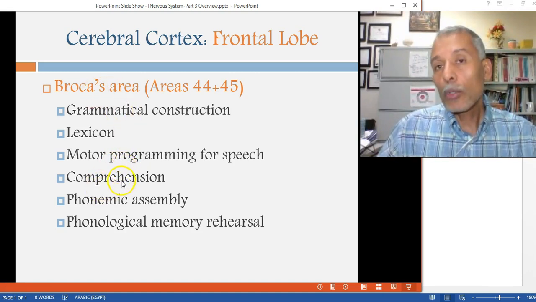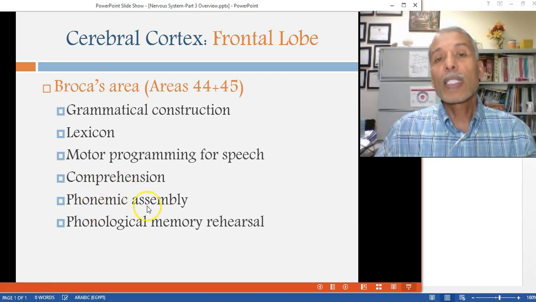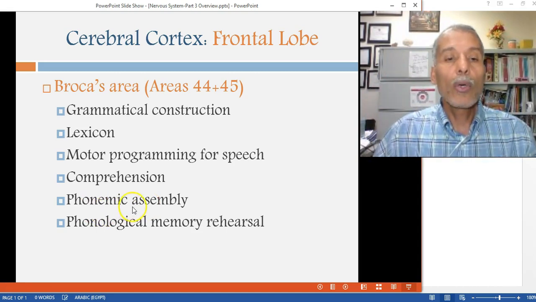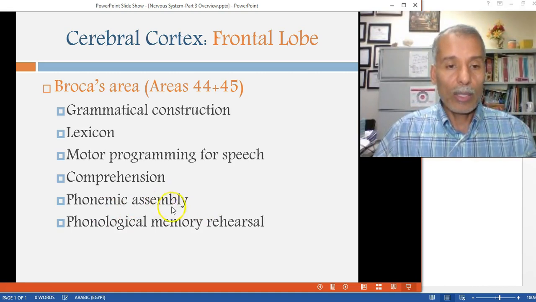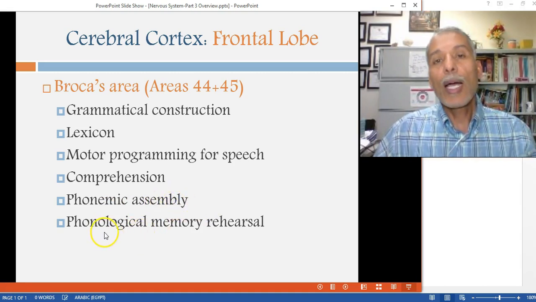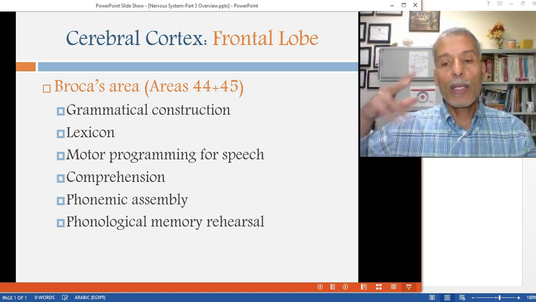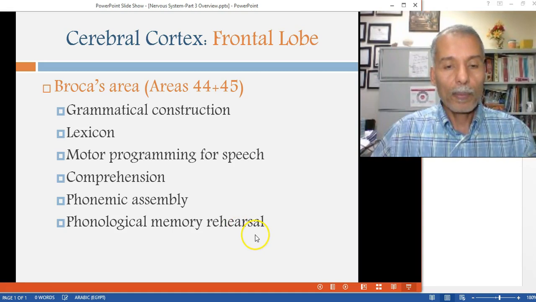Broca's area is very important for comprehending language, and also for phonemic assembly, for putting a sound with another sound. So it works with Wernicke's area on this part. Also, it has phonological memory rehearsals. It enables you, when you hear something, to rehearse in your brain the different sounds so that they do not fade away.